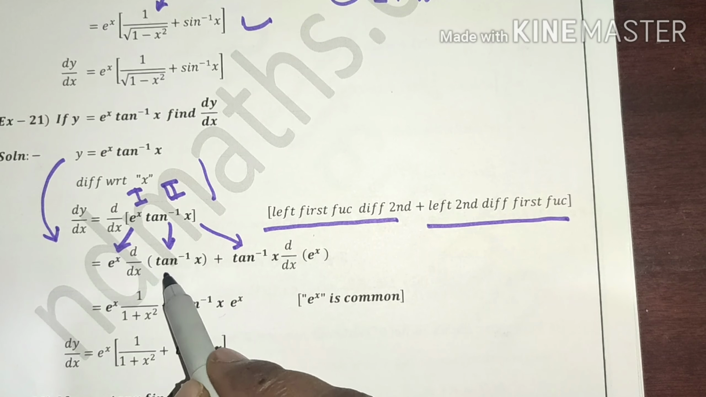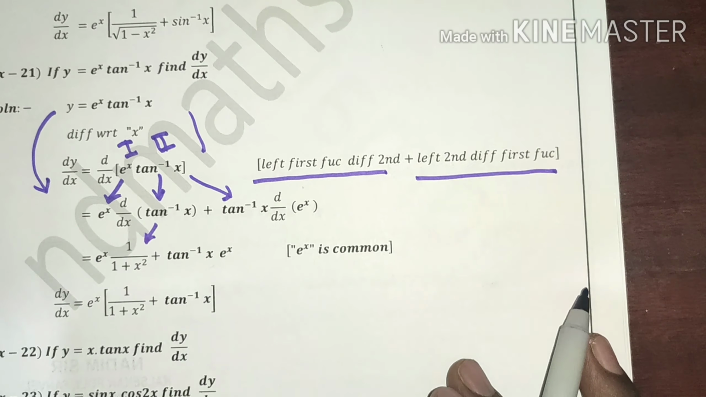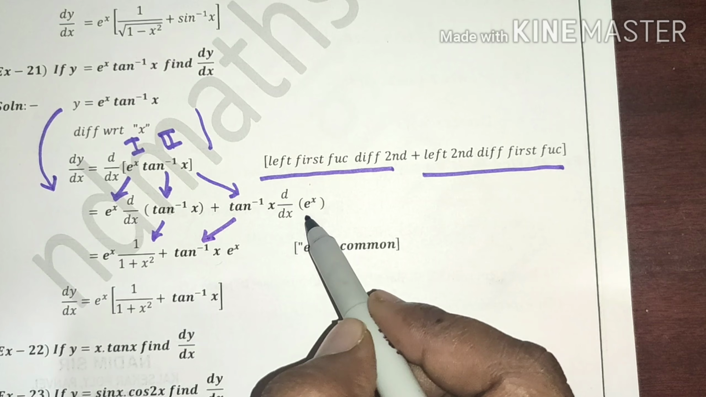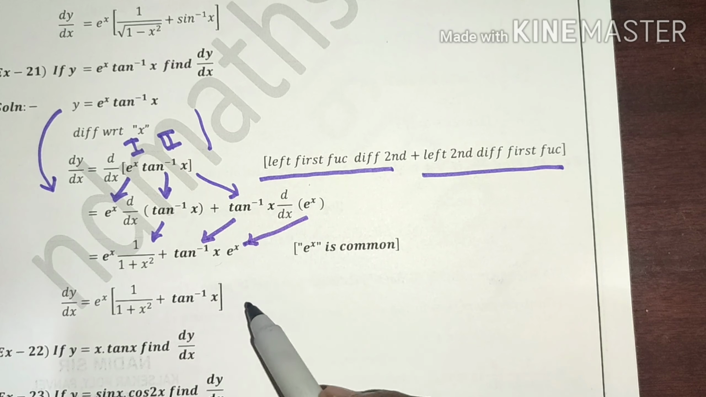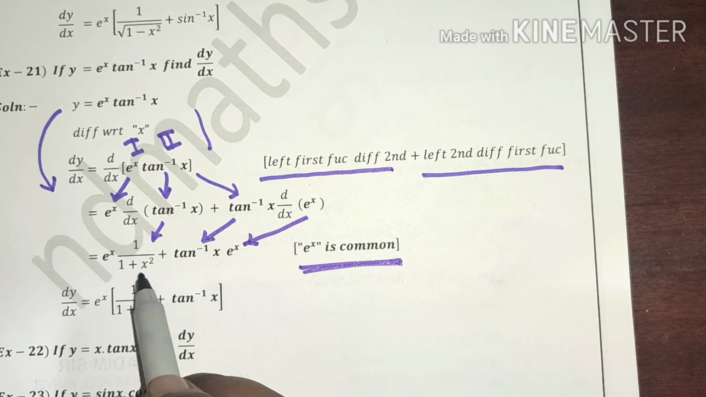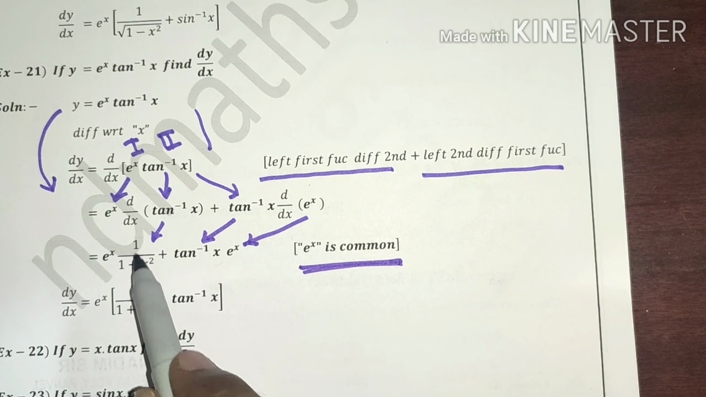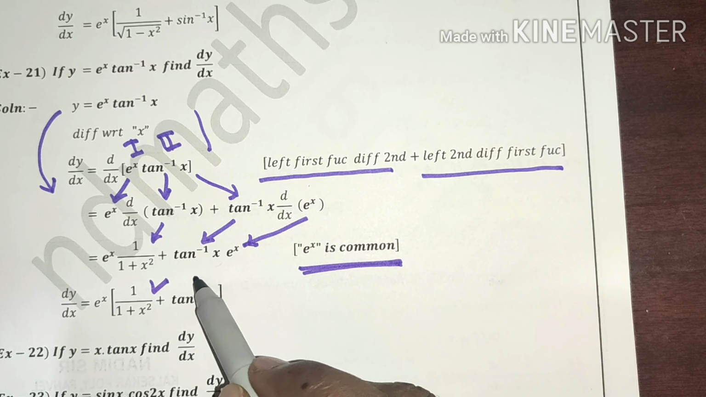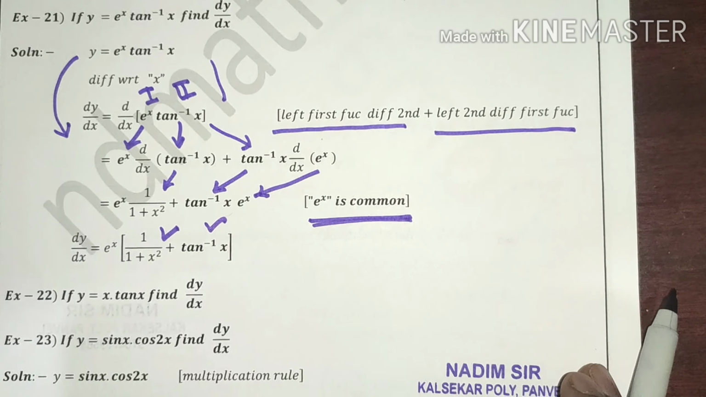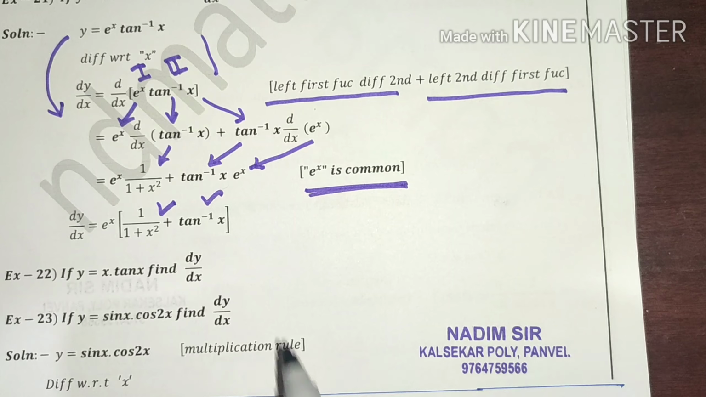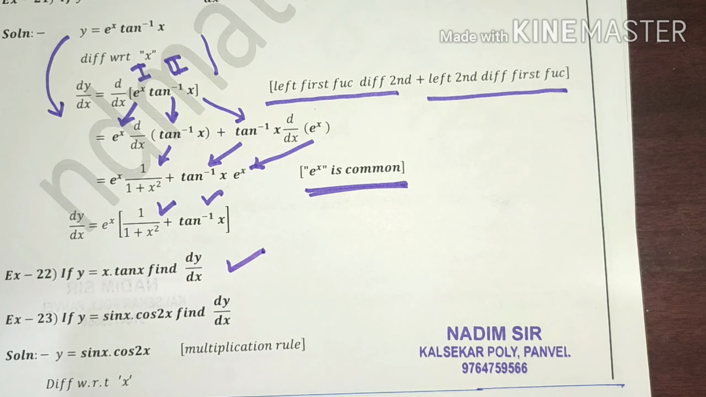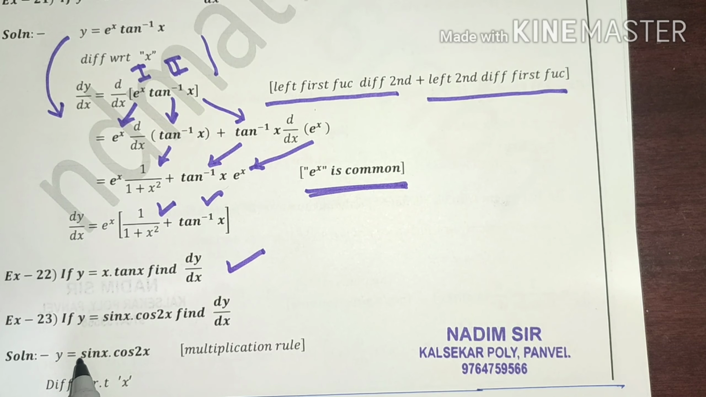As we know that the derivative of tan inverse x is 1 upon 1 plus x square, from our formula, tan inverse x is as it is, and the derivative of e raised to x is e raised to x. Take e raised to x common from both terms. We got 1 upon 1 plus x square from the first term, and tan inverse x from the second term. See example number 22. y equal to x tan inverse x, find dy by dx. To solve this on your own.